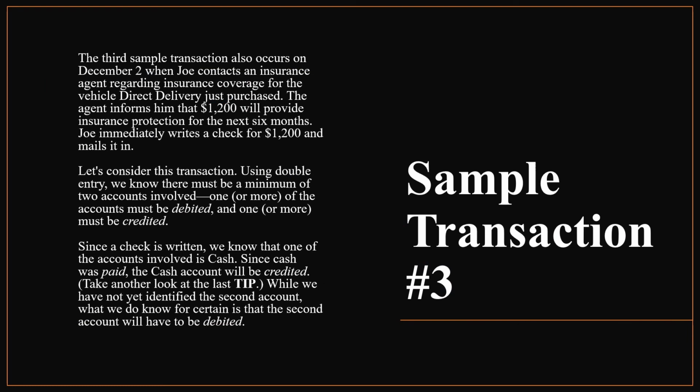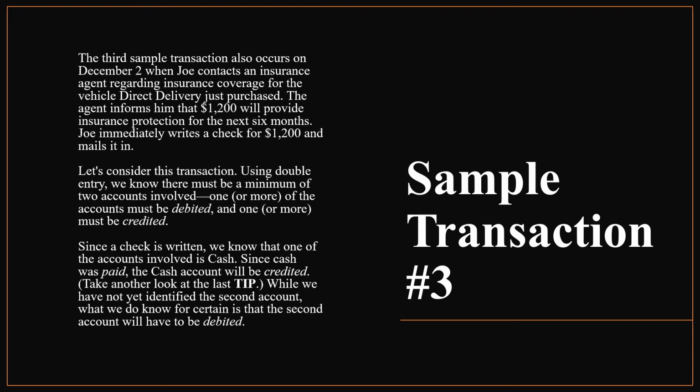The third sample transaction also occurs on December 2nd when Joe contacts an insurance agent regarding insurance coverage for the vehicle direct delivery just purchased. The agent informs him that $1,200 will provide insurance protection for the next 6 months. Joe immediately writes a check for $1,200 and mails it in.